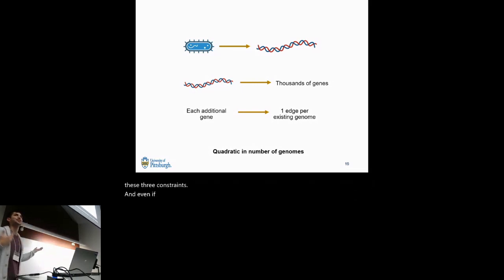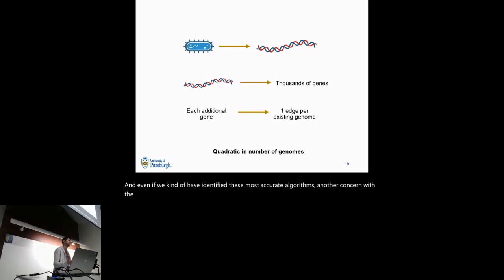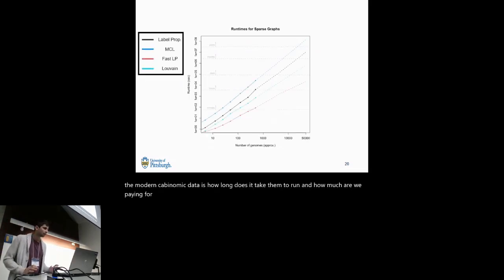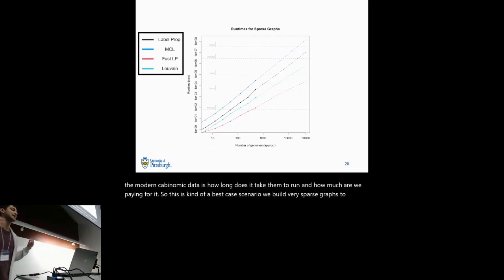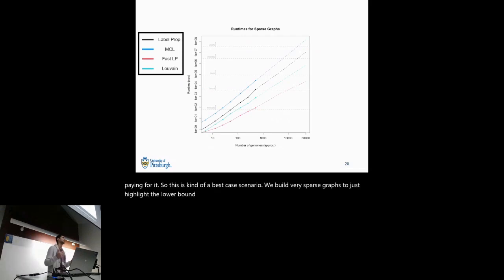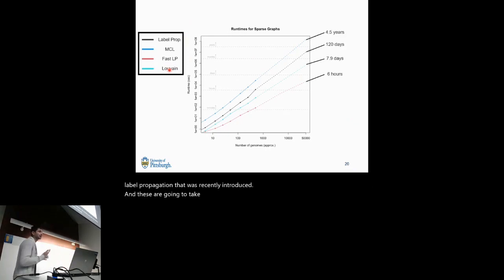And even if we have identified these most accurate algorithms, another concern with modern genomic data is how long does it take them to run and how much are we paying for it? So this is a best case scenario. We build very sparse graphs to just highlight the lower bound for how long it would take these algorithms to run. These are the top performers from before, label propagation, MCL, and Louvain, along with a faster variant of label propagation that was recently introduced. And these are going to take, for 50,000 genomes, on the order of weeks to years, which is not ideally what we would want to be happening.